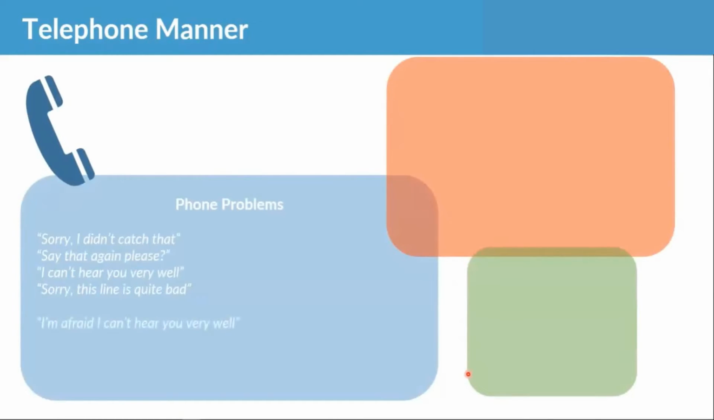Then we've got some more formal ones. I'm afraid I can't hear you very well. Would you mind speaking up a bit, please? There's nothing wrong with saying that. I'm afraid my English isn't very good. Could you speak slowly, please? Again, there's no problem saying that. The person on the other end of the line will have no problem if you say that.